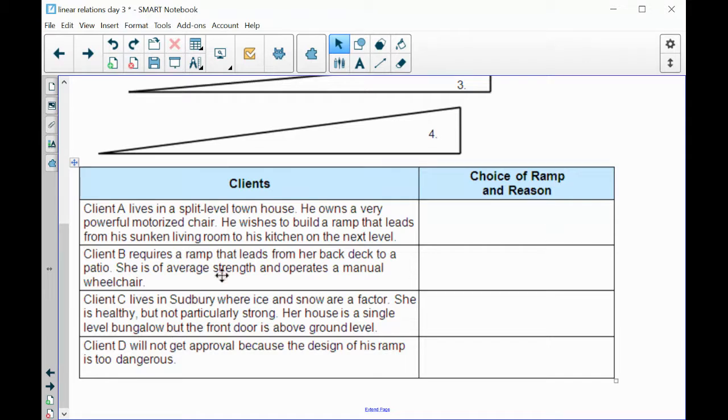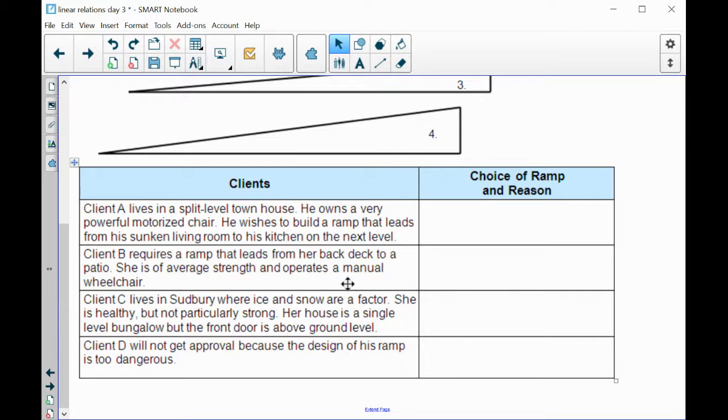So before we make our choice, let's look at client B. She requires a ramp that leads from her back deck to a patio. She's of average strength and operates a manual chair. We've got client C, who lives in Sudbury, where ice and snow are a factor. She's healthy, but not particularly strong. Her house is a single-level bungalow, but the front door is above ground, so she's going to need a ramp to her front door. And client D will not get approval because the design of his ramp is too dangerous.